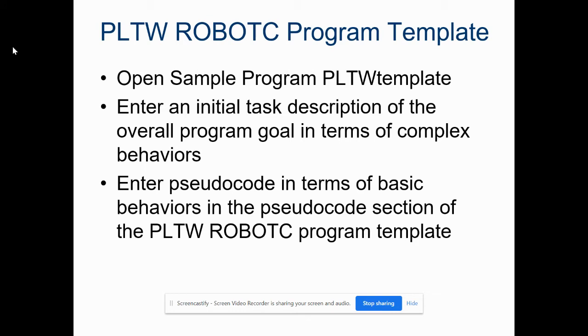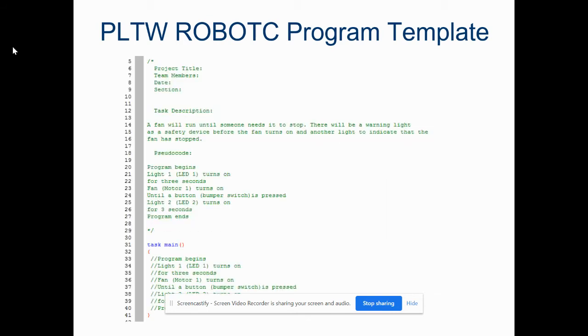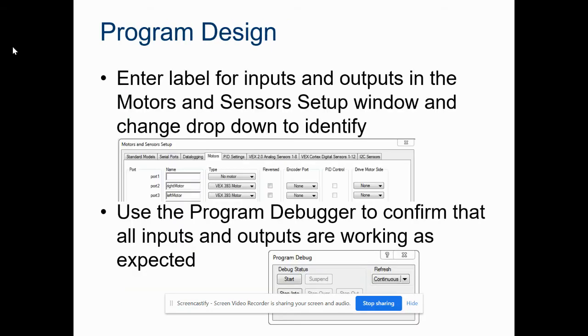We will be using the Robot C template that you can load. Everything in green is the pseudocode. It's very important that you tell the robot what is happening in the blue and the red, but the green is for me and you. Telling the task, who you are, and what actually the program's going to do.